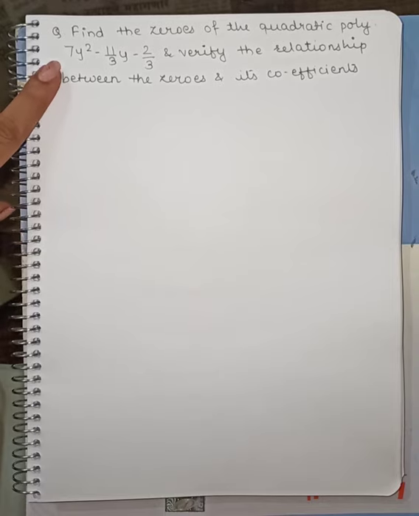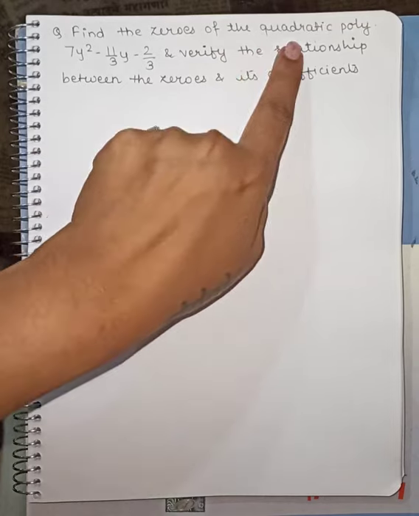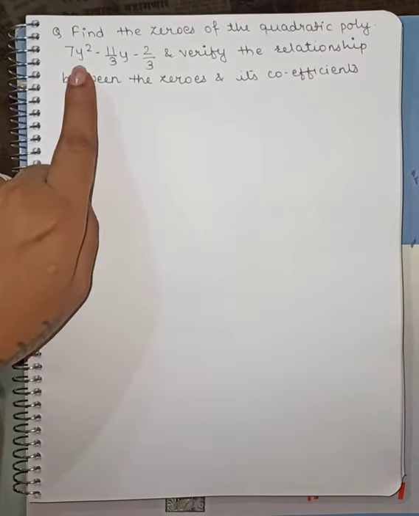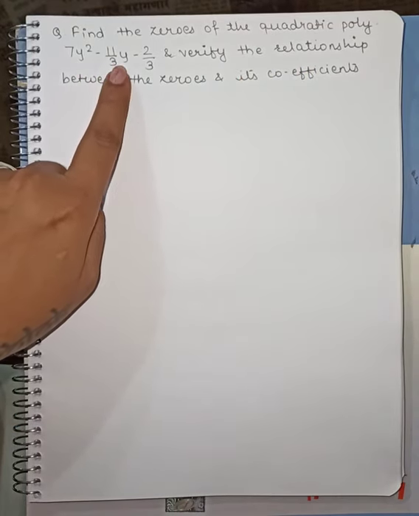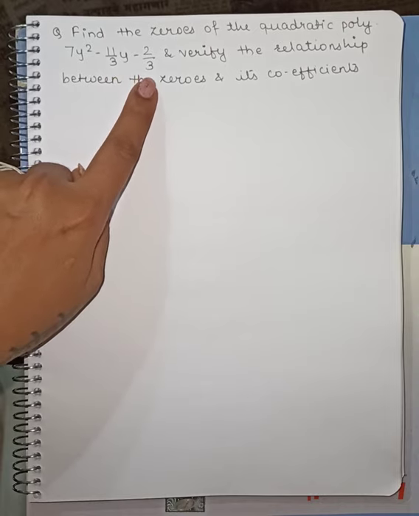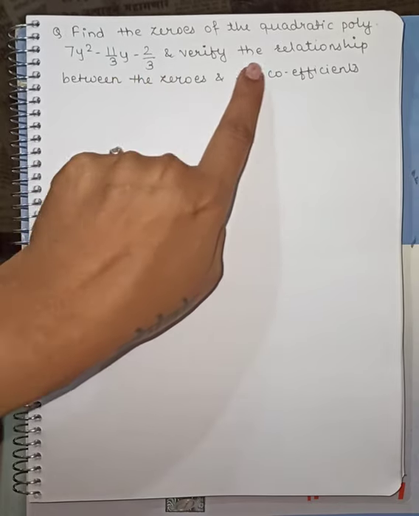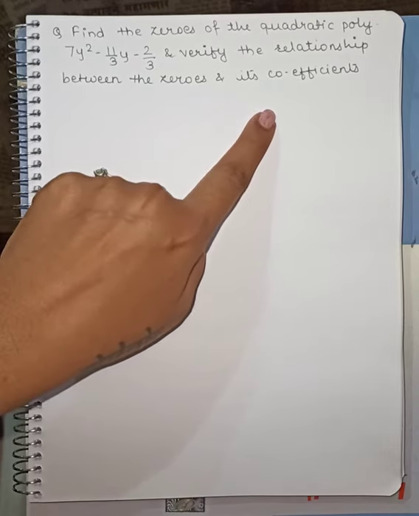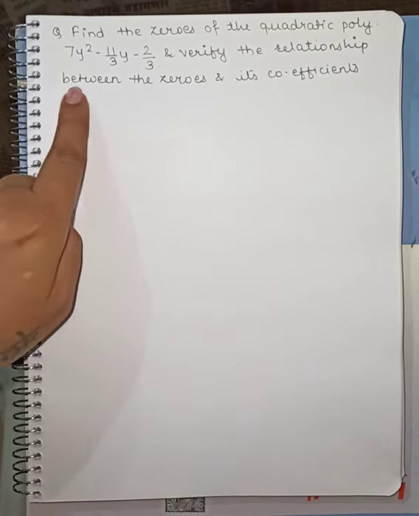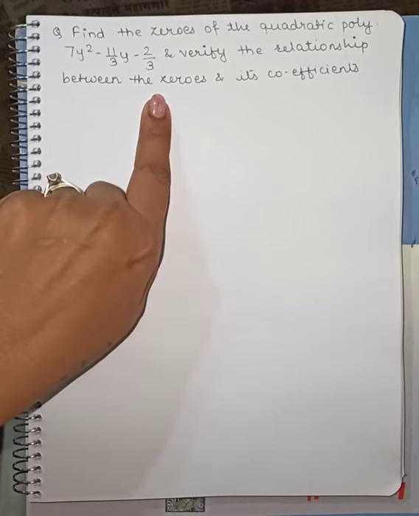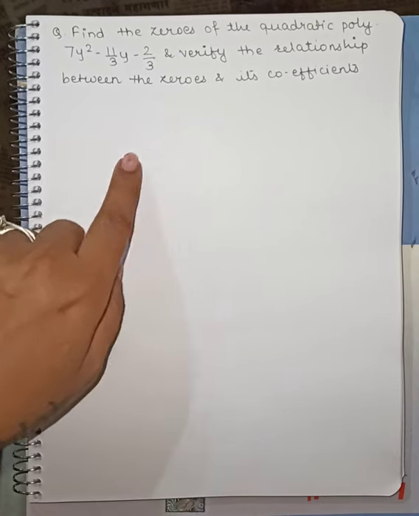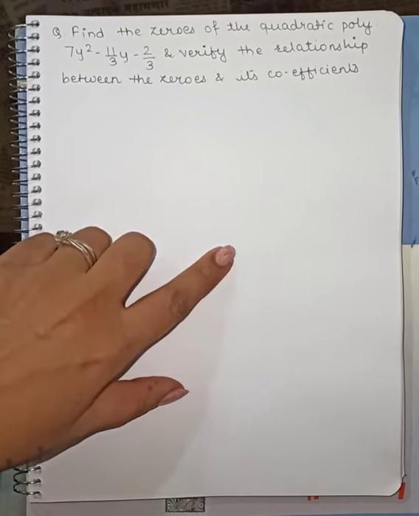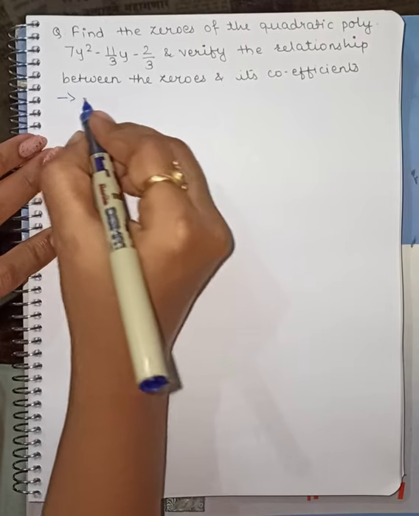It says, find the zeros of the quadratic polynomial 7y square minus 11 by 3 y minus 2 by 3 and verify the relationship between the zeros and its coefficients. Okay, so we have to verify the relationship between the zeros. That is, we have to see whether their sum of roots is equal to minus b by a and their product of roots is equal to c by a. Okay, so let us write down the polynomial first.